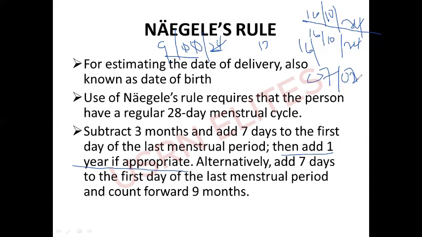So you have to look at the month in which the date has occurred. Then you have to ask yourself, is it appropriate to add the 1 year to it or not? For the counting, either 9 months forward or 3 months backwards, you arrive at the same date and the month. But the issue has to do with whether the year will change or not. So you would have to determine that by looking at the month in which the woman had her last menstrual cycle.